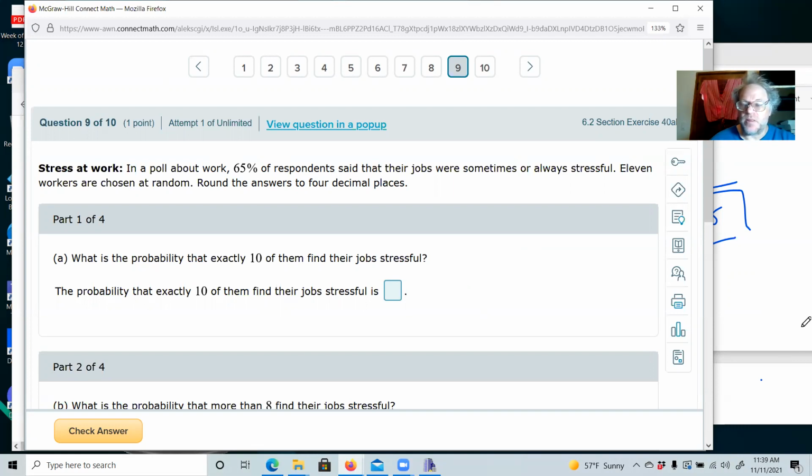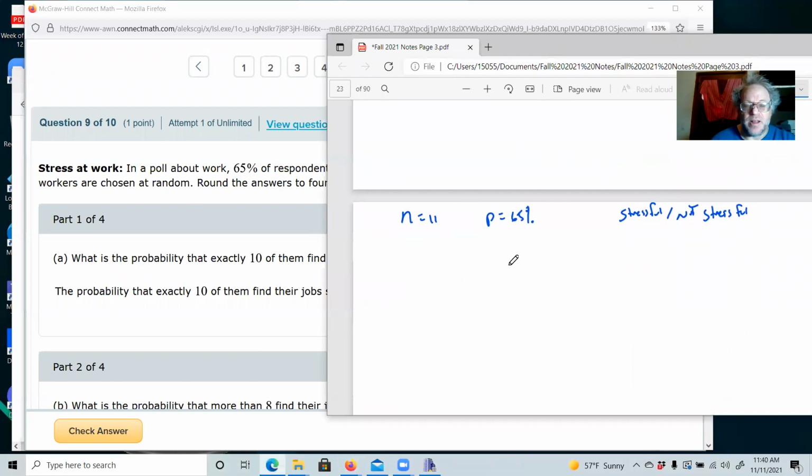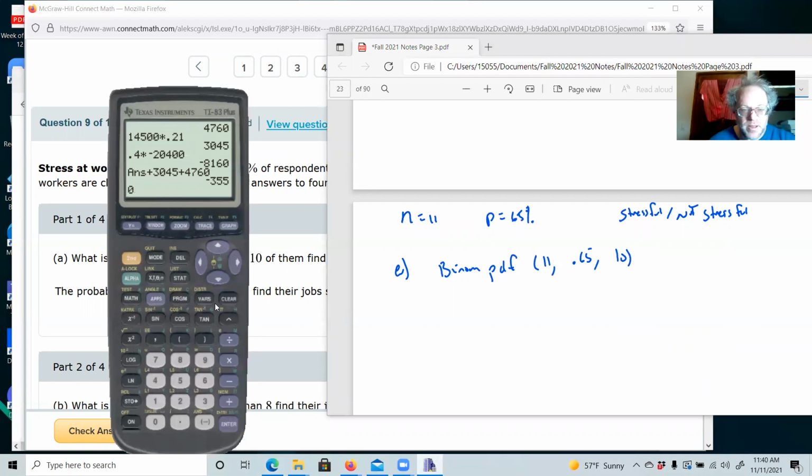So what we're going to do here is say we have N equal to 11, with probability of success 0.65. Part A: what is the probability that 10 of them find their job stressful? We're going to do binom PDF because we want a particular value. They said exactly 10. So we have the total number, 11, then 0.65, the probability of success, and then 10.